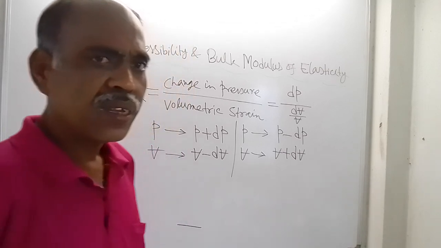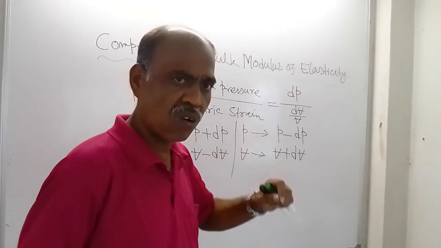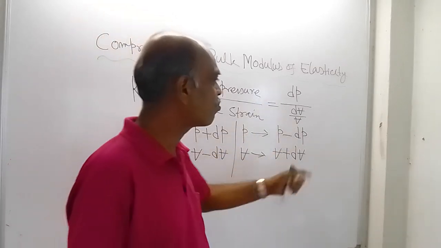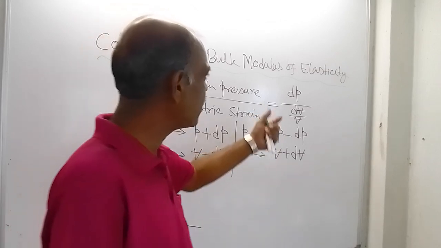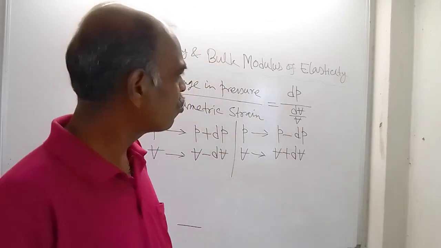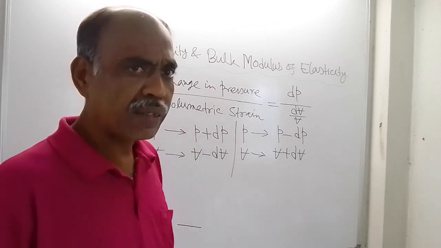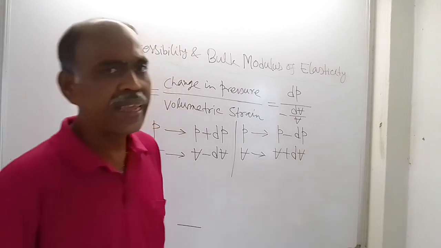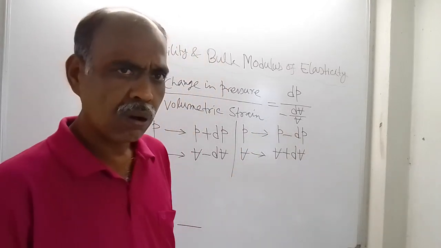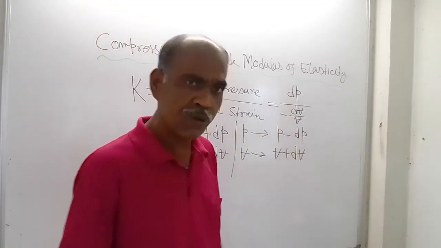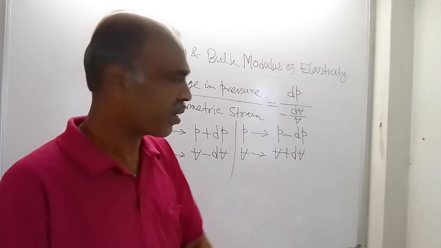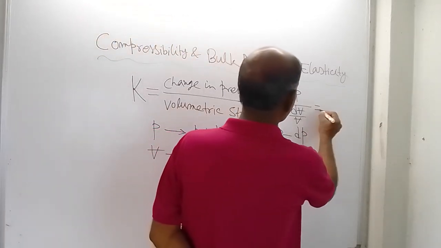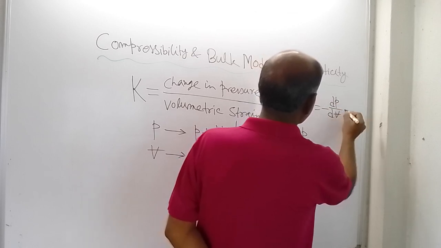But mathematically this is still wrong, because the sign of dP and the sign of dV' are opposite to each other. If dP is positive, then dV' is negative, and if dP is negative, then dV' is positive. So we have to take care of the sign, otherwise we will get a mathematically erroneous result. We need to put a negative sign in front of dV' by V'. If you want, you can put the negative sign in front of dP also. Both are correct. This way, bulk modulus of elasticity of a fluid is defined. So K is equal to minus dP by dV' into V'.